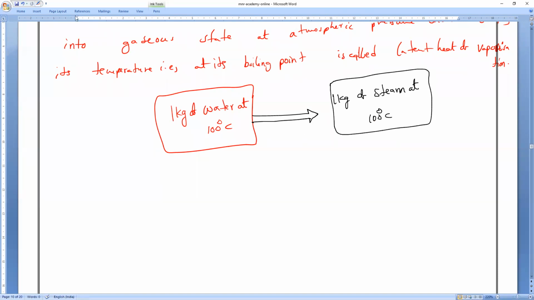Who has more energy, guys? Steam. That is right. So how much energy will it take? The heat absorbed to change from 1 kg of water at 100 degrees Celsius to 1 kg of steam at 100 degrees Celsius is extremely high: 22.6 × 10^5 joules. So this much energy is needed to boil 1 kg of water from liquid state to what state?